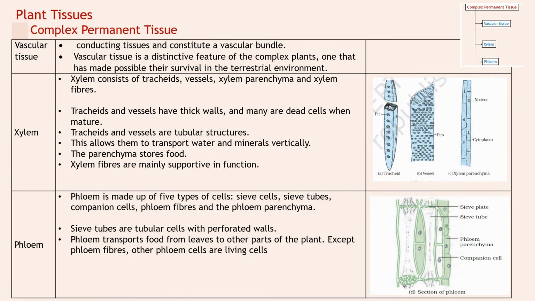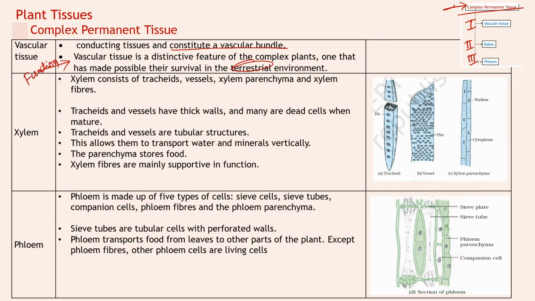Our second plant tissue is complex permanent tissue, and under complex permanent tissue there are types of tissue: vascular tissue, xylem, and phloem. Vascular tissues are generally conducting tissues, and they constitute the vascular bundle. This vascular tissue is an important feature of complex plants, and because of this the plants survive in the terrestrial environment. That means they survive in difficult environments. That is the main function of vascular tissue.